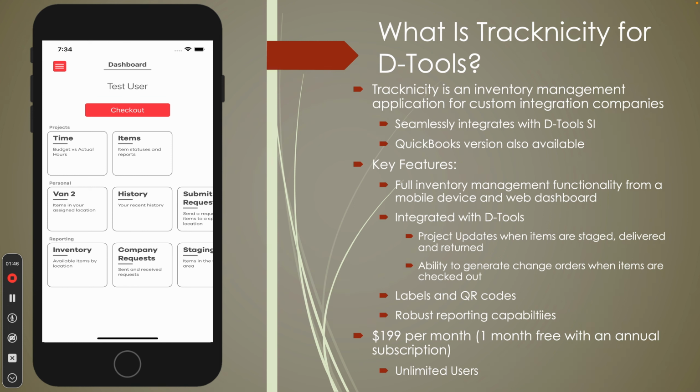Tracknicity also has very deep reporting capabilities, things such as staging area reporting, inventory valuation reporting, inventory by location, delivered items, etc. Tracknicity for DTools is $199 per month, and that's for an unlimited user license, so there's no per user fees or no per user licenses, and we do offer 1 month free with an annual subscription.